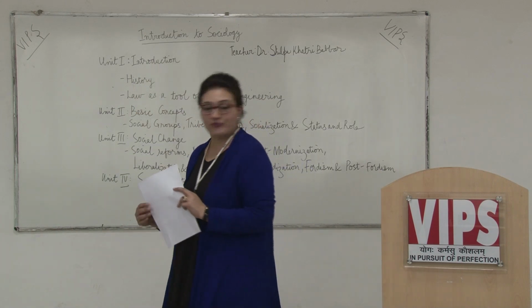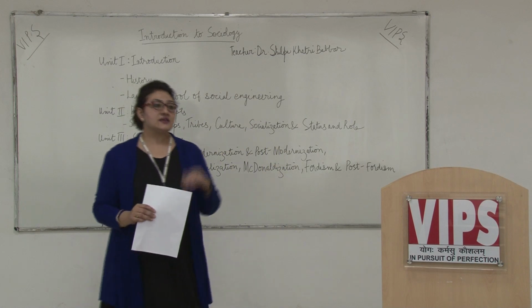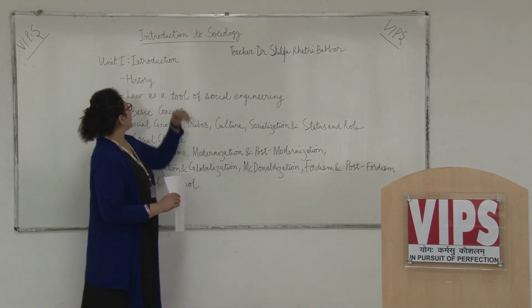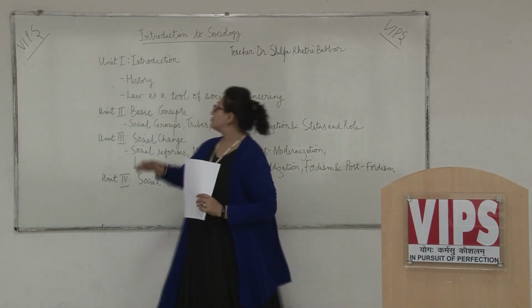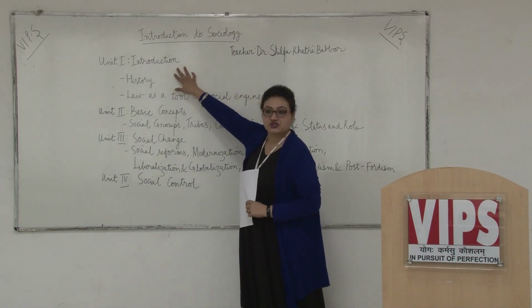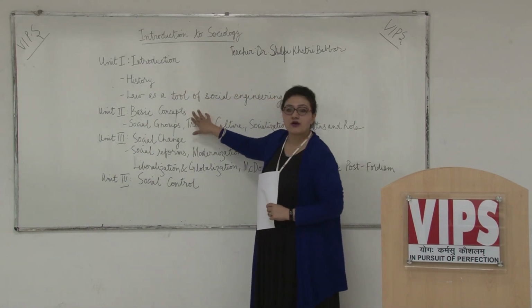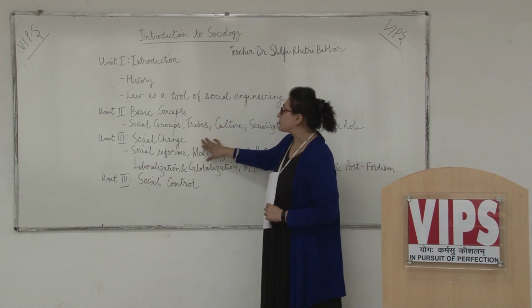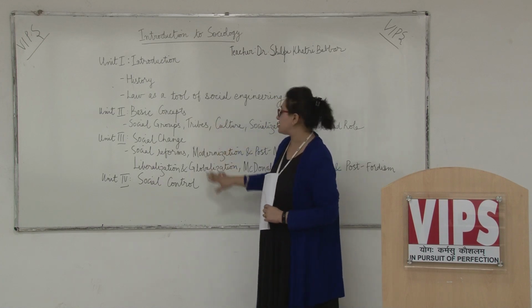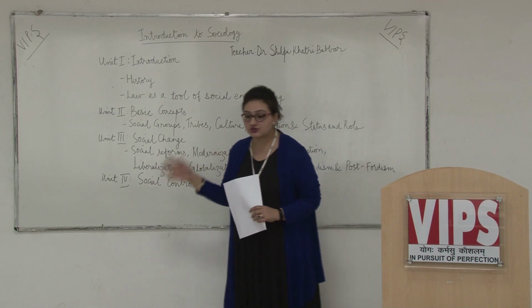If you look at the board, then you will find that this particular paper is divided into 4 units. Unit 1, which is called Introduction. Unit 2, which is talking about basic concepts. Unit 3, which is all about social change, and Unit 4, which is all about social control.